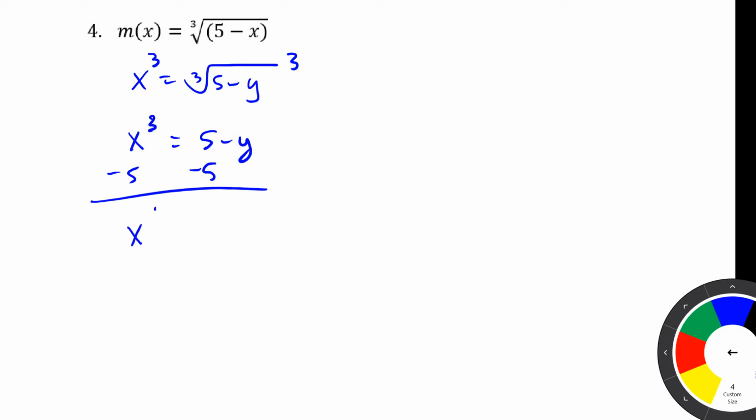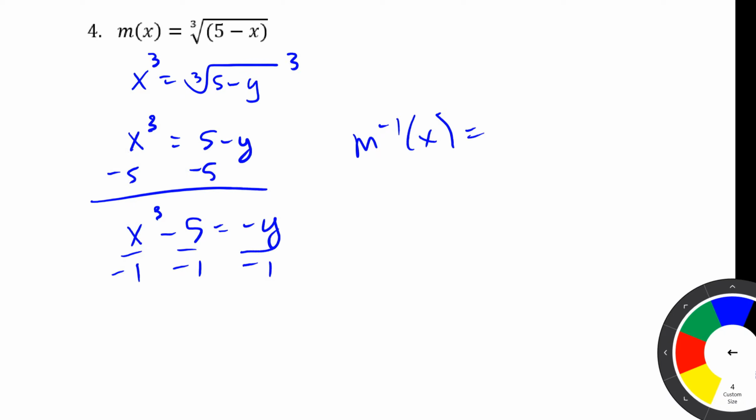So now I have x cubed minus 5 equals negative y. But I don't want negative y, so I'm going to divide everything by negative 1. Which is going to give me m negative 1 of x equals negative x cubed plus 5.